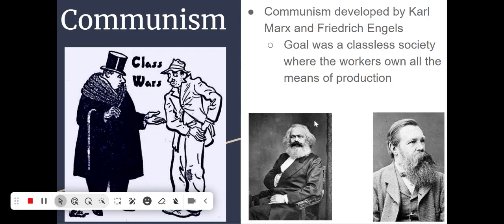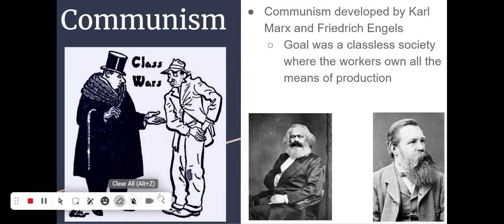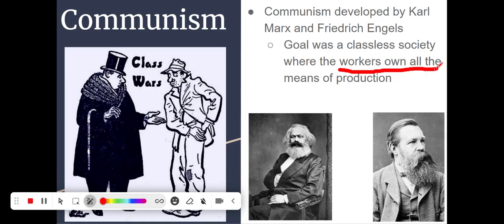When they say that the workers are going to own the means of production, what they really mean is they want the government to control all business in the country. The government will control everything, and that will make everyone equal in their ideas.